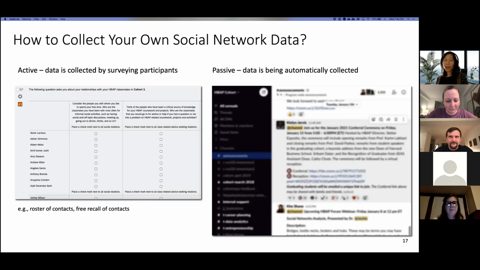Another way is passive data. I think this is becoming a lot more popular these days, and it's inevitable, because we have so much data being generated about us in the background. Whether it's our Slack communication or our Zoom meetings or emails, or where we visit on our browsers, those all form what you can call digital trace data.